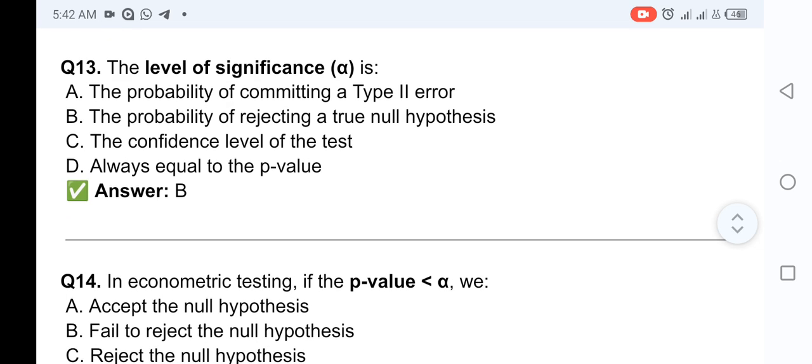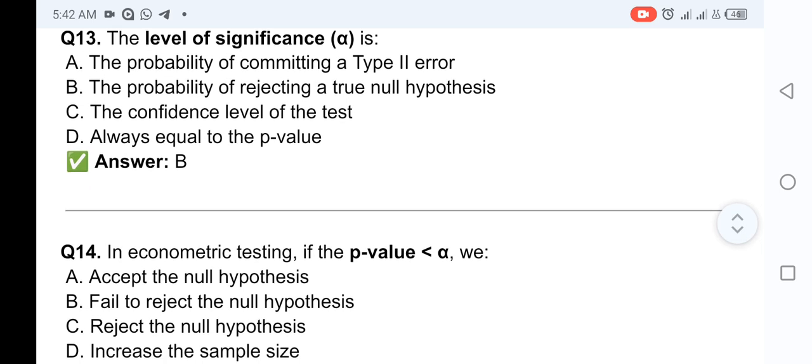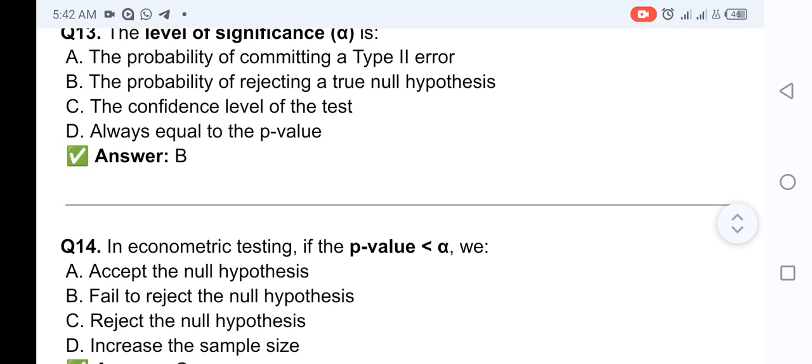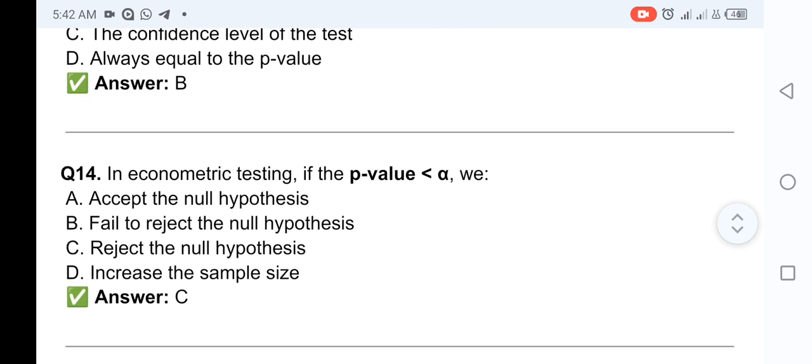Q14. In econometric testing, if the p-value < alpha, we A. accept the null hypothesis. B. fail to reject the null hypothesis. C. reject the null hypothesis. D. increase the sample size. Answer C.